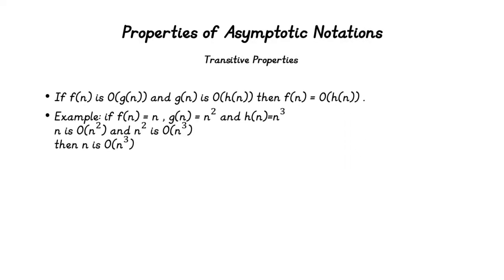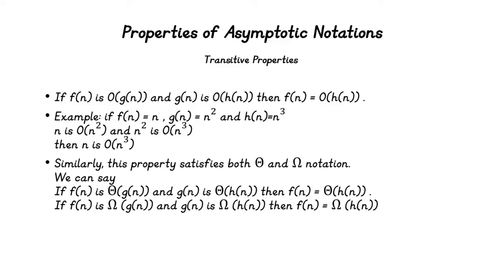Moving on to our next property, transitive property. Here, if f of n is big O of g of n and g of n is big O of h of n, then f of n is equal to big O of h of n. In order to prove this, we will see an example. Suppose our f of n is n, g of n is n square and h of n is n cube. Then n is big O of n square and n square is big O of n cube, so as per our property, n will also be big O of n cube. This property is also satisfied by both theta and omega notation.